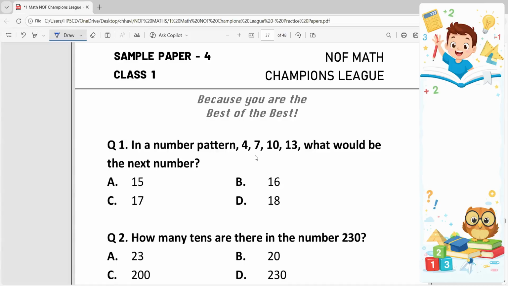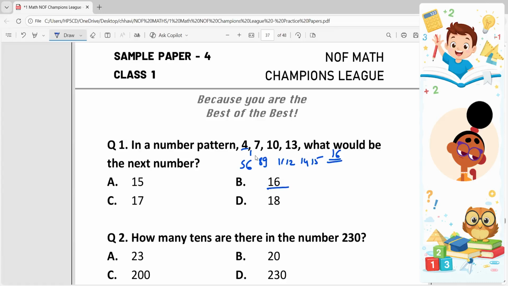Now see, we have to first check what is the number pattern. 4, then skip 5 and 6 and then 7. Then 8, 9 and 10. 11, 12 and 13. So now what would be our next number? After 13, we have to skip 14, 15 and then what would be the answer? 16. So the correct answer is 16. Option A is 15, option B is 16, option C is 17, and option D is 18. So 16, option B is the correct answer.